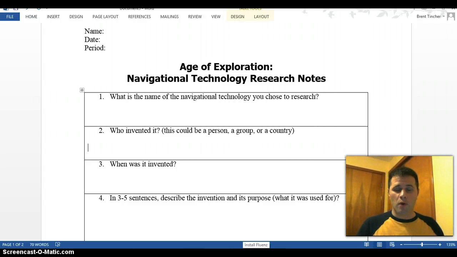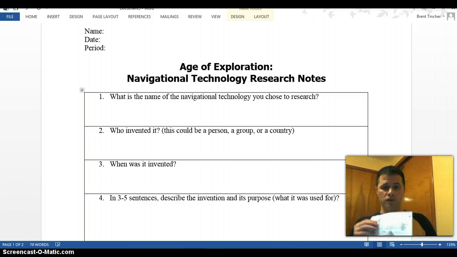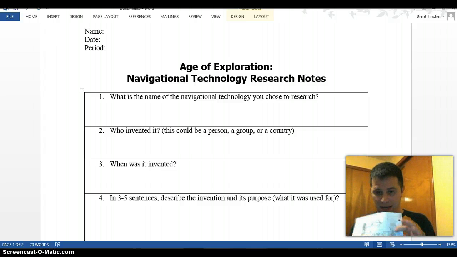Ladies and gentlemen, your homework for tonight is to research one of the new navigational technologies that was either developed during the Renaissance or improved during the Renaissance. On the back of the packet that we researched in class, you will find all of the new navigational technology that had big impacts on the age of exploration. You can choose any one of these pieces of technology to research, except the backstaff. Do not research the backstaff.